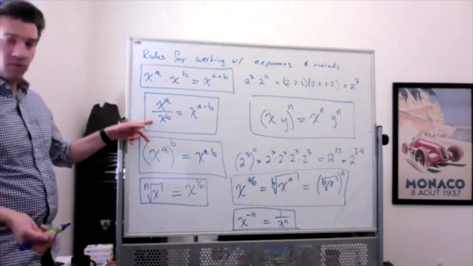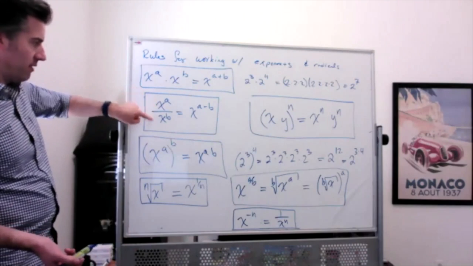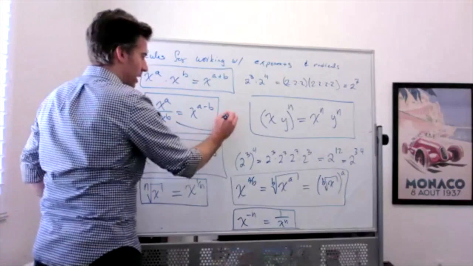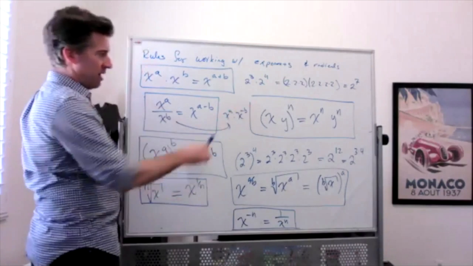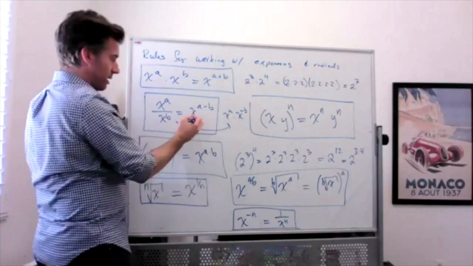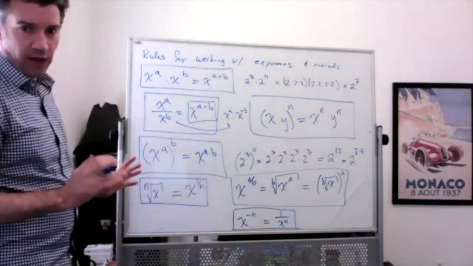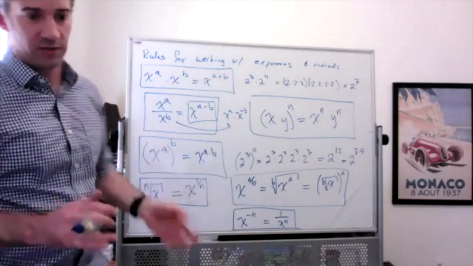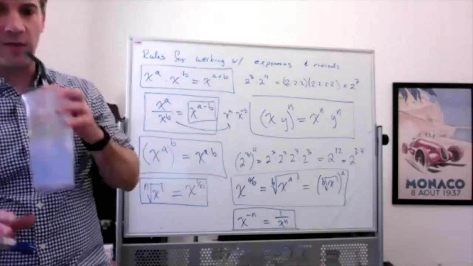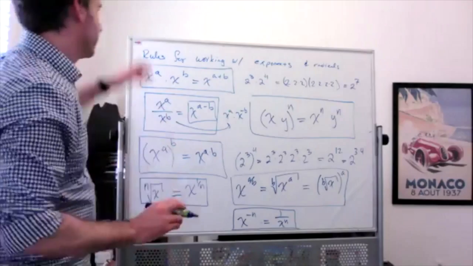And that actually comes up right here. If you wanted to, you could rewrite x to the a divided by x to the b as x to the a times x to the negative b. And then you could add those powers together to get exactly this part right here. Okay. So those are most of the rules we have for exponents and radicals. There's probably a few other weird ones we're not mentioning. That's all right. So let's look at a couple examples of things.